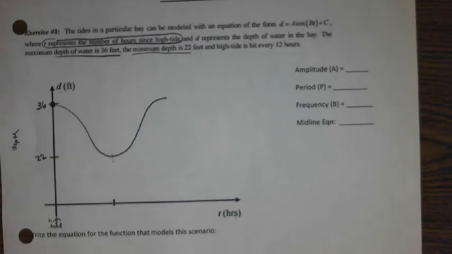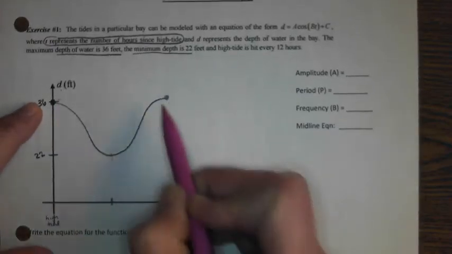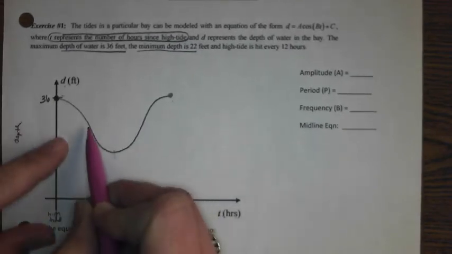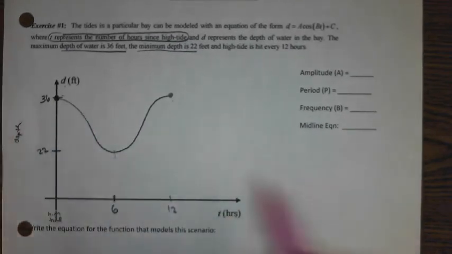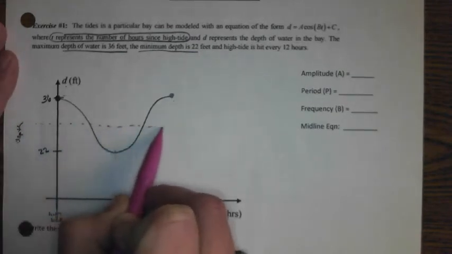Let me think. The maximum depth is 36, the minimum depth is 22, and high tide is hit every 12 hours. So if high tide is hit every 12 hours, what would that be, Connor? 6. Very good. High tide to high tide is 12 hours. So halfway between there would be 6. And again, this is a cycle that's happening every 3 hours. So get your midline in there. Where's our midline?